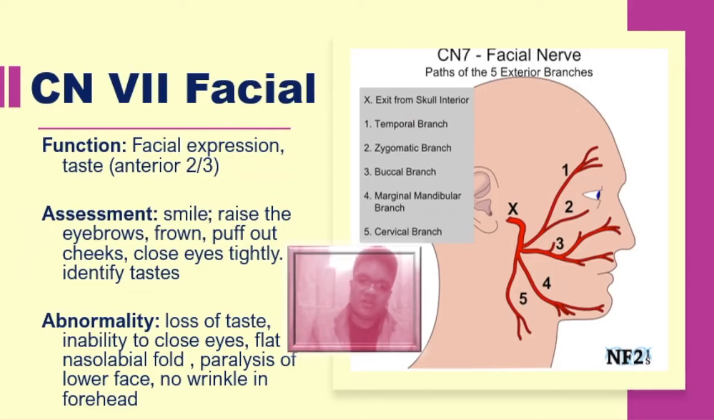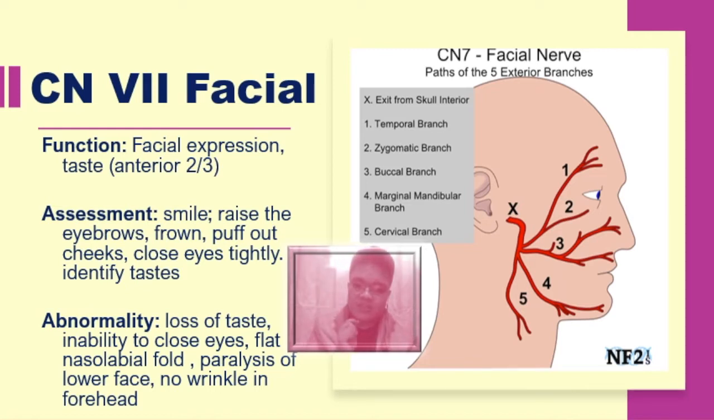Then you have your cranial nerve number 7. Class, your cranial nerve number 7 is also known as your facial nerve. Okay, class, your facial nerve functions for facial expression and then taste. For that reason, class, some say "Some Say Marry Money, But My Brother..." Okay, so the function of this one is both. Now, to assess cranial nerve 7 functioning, you need to ask your patient to smile, raise the eyebrows, frown, puff out cheeks, close eyes tightly, and then identify taste.